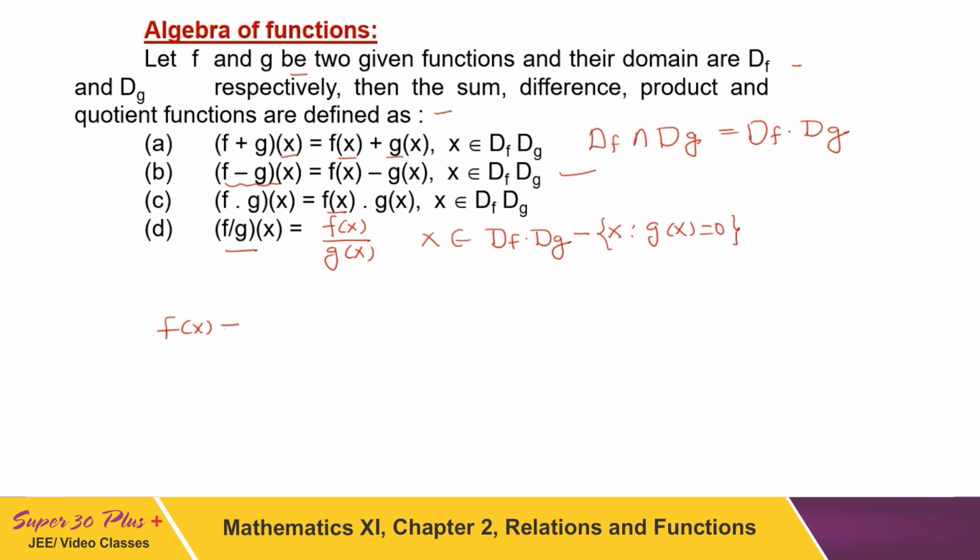Let f(x) be equal to x cube plus 1 and g(x) be equal to x plus 1, and we have to find f plus g, f minus g, f into g and f upon g.